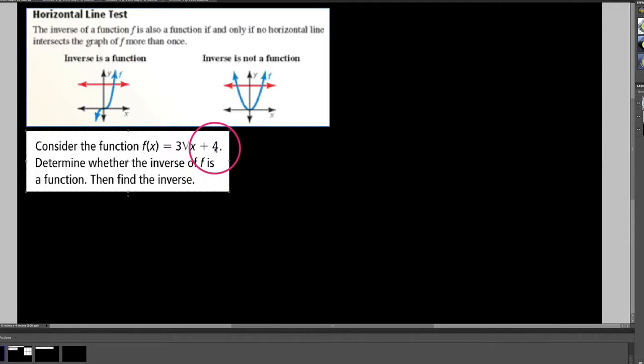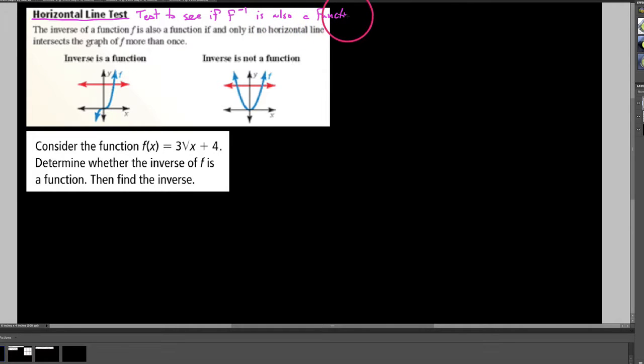Okay, YouTube, in this video we're going to be looking at what we call the horizontal line test. In math, the horizontal line test is a test to see whether or not the inverse of a function is also a function. And so let's go ahead and list that here. We say it's a test to see if f inverse is also a function.